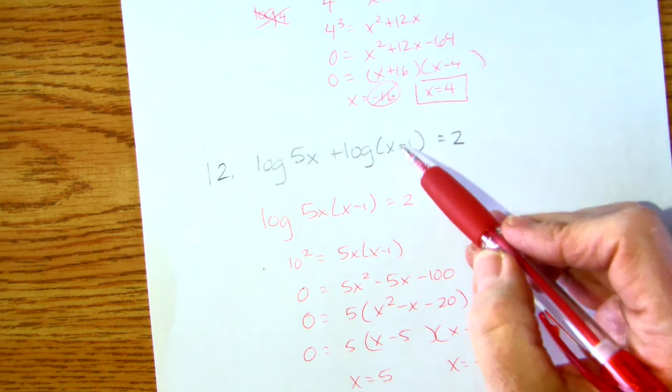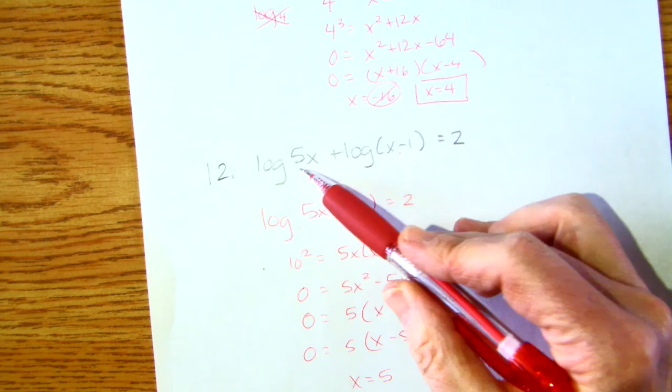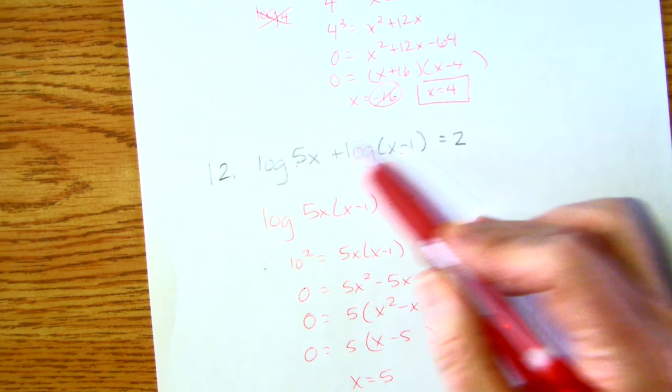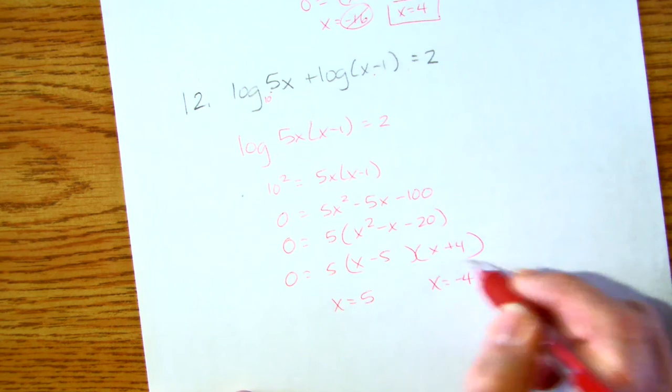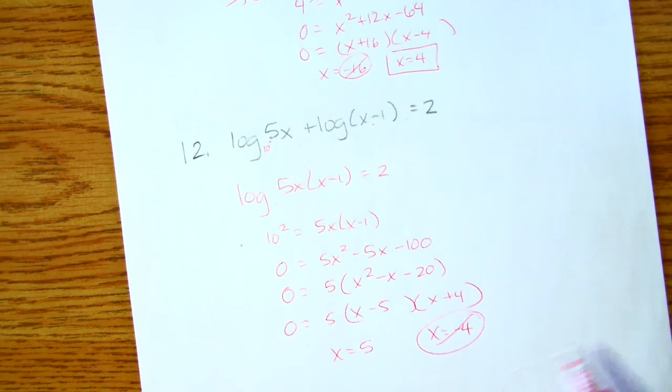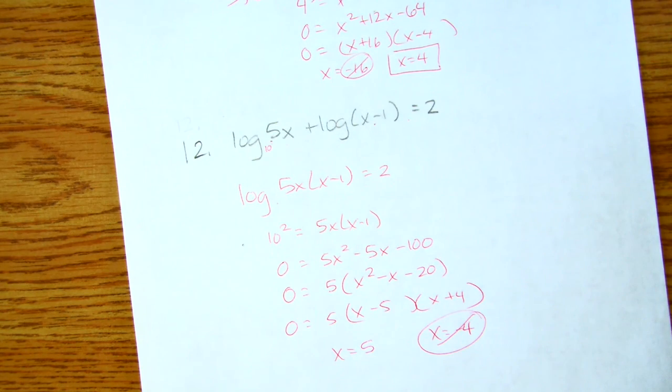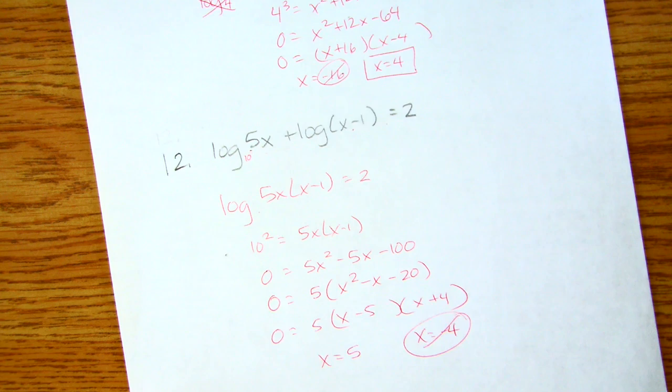And again, if I go all the way back to here and I plug negative 4 in, I'm going to get negative answers. And there isn't anything I can raise 10 to and get a negative answer. So this doesn't work. There you go. Solving exponential and logarithmic equations.